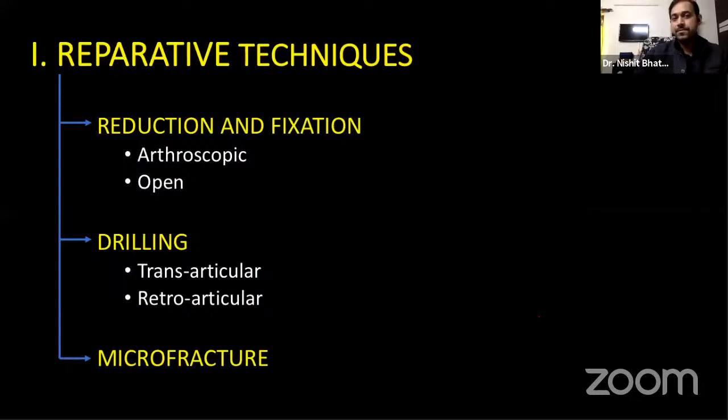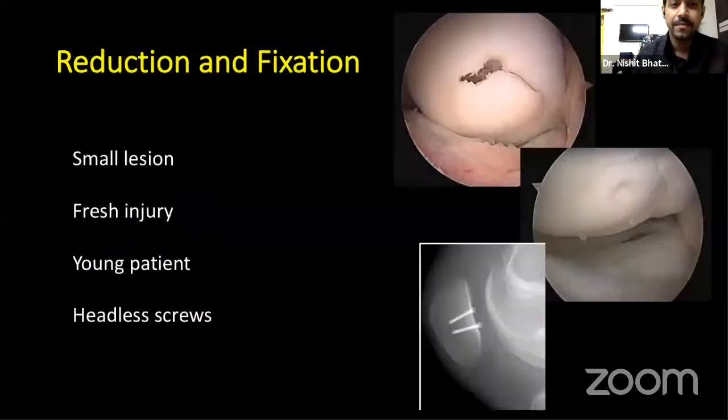So in the first type of surgical techniques, which is the reparative techniques, we either have reduction and fixation of the osteochondral fracture or fragment. This can be done either via arthroscopic means or via open means. That is making an incision, opening up the joint and fixing the cartilage piece which had broken off. The second type of reparative technique is drilling. Drilling can be done either through the joint or it can be done retroarticularly. We'll come to that in a short while. And the third type of technique, which is also similar to drilling, is a microfracture. So let's have a look at these reparative techniques in detail.